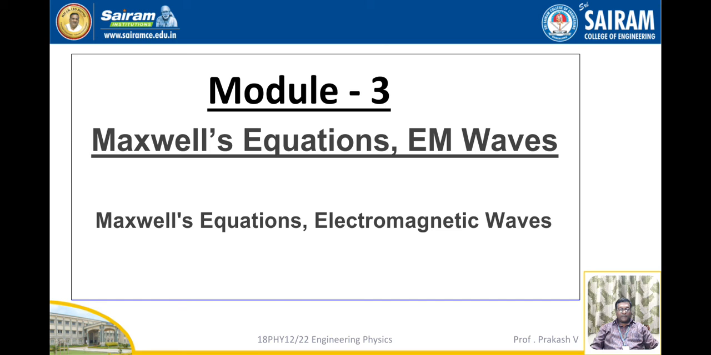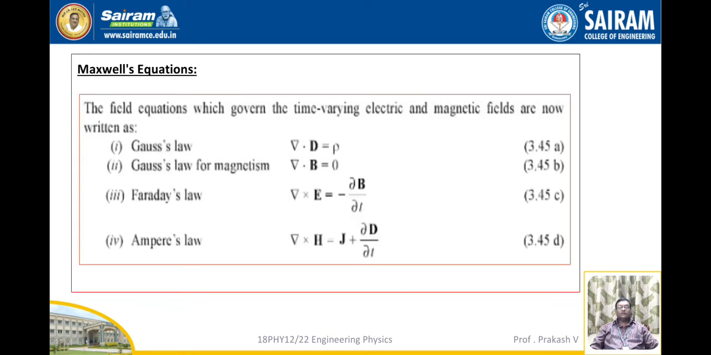Hello, in this video I am going to explain Maxwell's equations and electromagnetic waves, which comes under module 3 of the syllabus. So let us first concentrate on what are Maxwell's equations. These were the field equations which govern the time varying electric and magnetic fields and were written in the following format: first Gauss law, that is del dot D is equal to rho, and Gauss law for magnetism, that is del dot B is equal to 0.